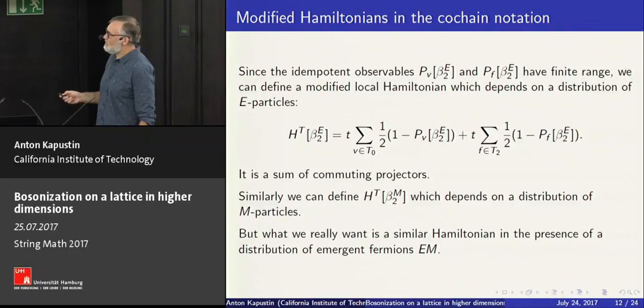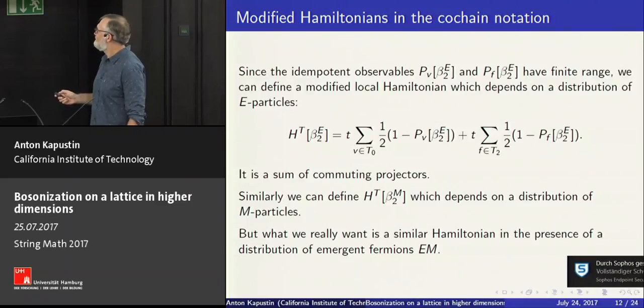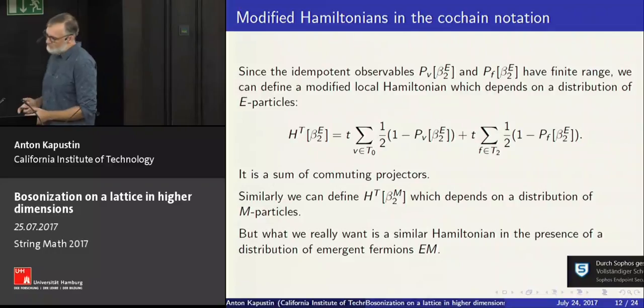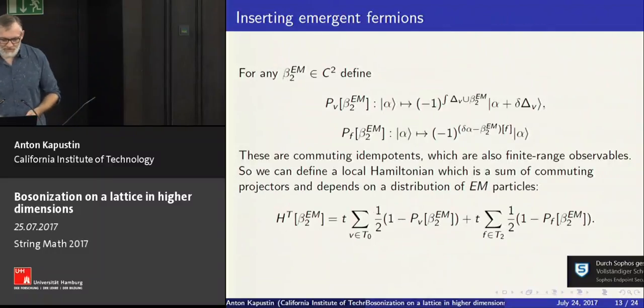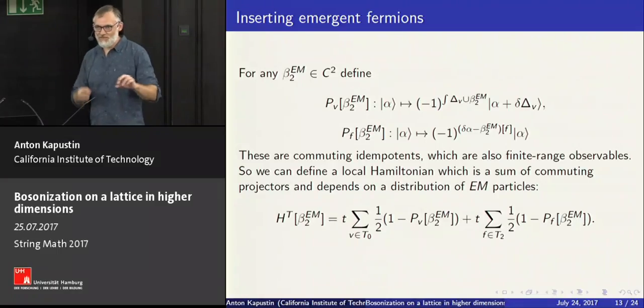Okay. And again, you can easily check it. There are still commuting projectors, by the way, for any choice of this cochain. So it's still an integrable Hamiltonian. And you can similarly do it for magnetic ones. Okay. But however, I already want to emerge in this fermion particle insertion, not these bosons, E or M.